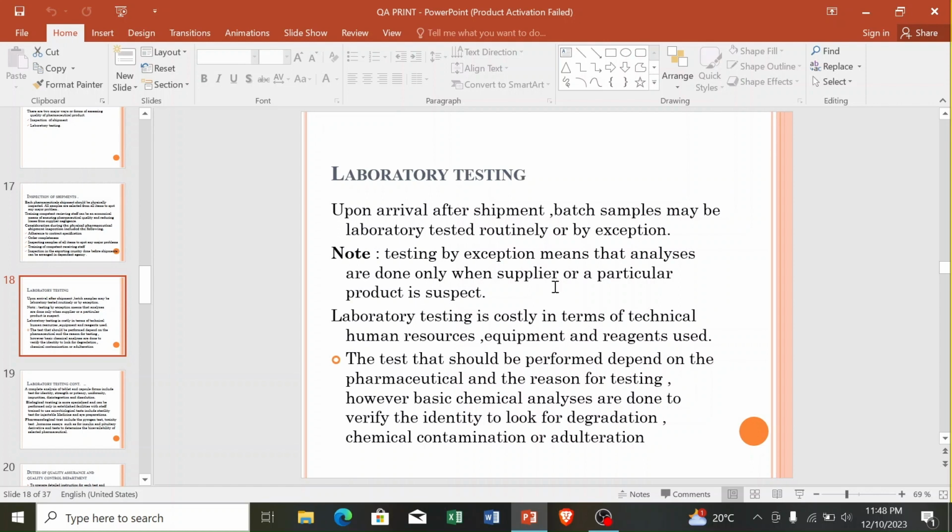So testing by exception means that analyses are done only when a supplier or a particular product is suspect. Laboratory testing is costly in terms of technical human resources, equipment, and reagents used. The tests that should be performed depend on the pharmaceutical and the reason for testing. However, basic chemical analyses are done to verify identity, to look for degradation, chemical contamination, or adulterations.